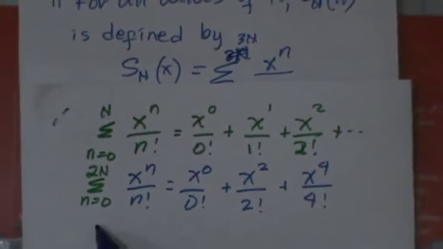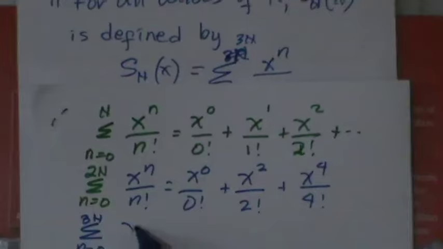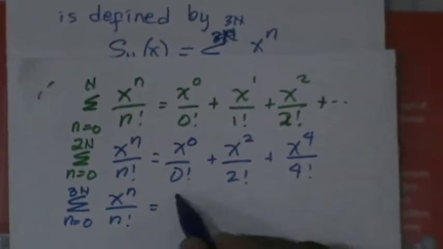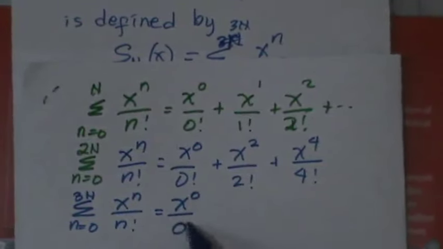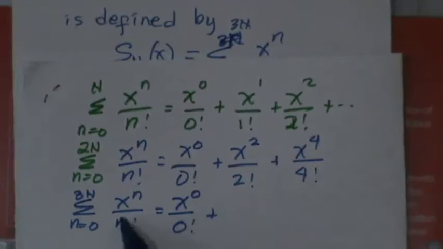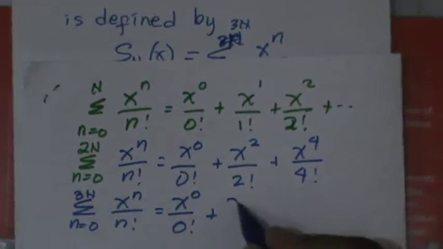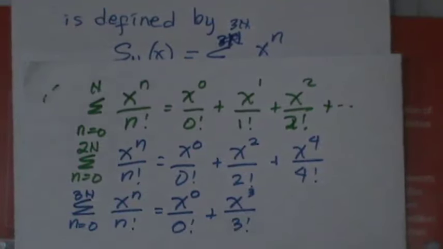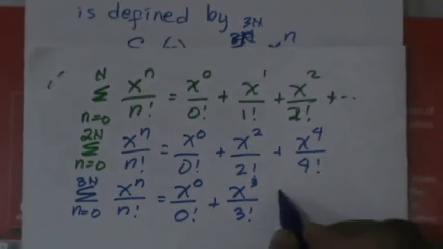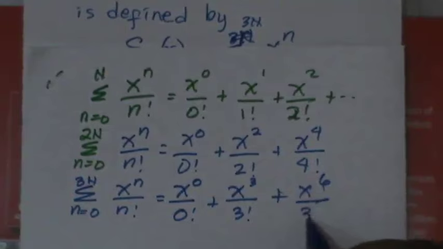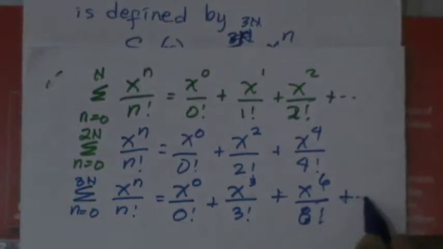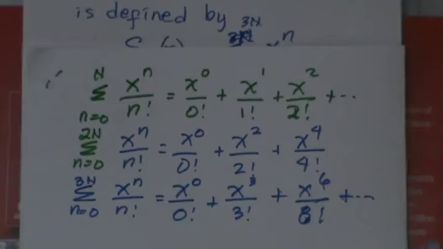So therefore, for this question, for you to be able to visualize the meaning, the sum from n equals 0 to 3n of x to the n over n factorial is equal to, if n is 0, x to the 0 over 0 factorial, plus if n is 1, that's 3 times 1, x cubed over 3 factorial, plus x to the 6 over 6 factorial, plus and so forth and so on.